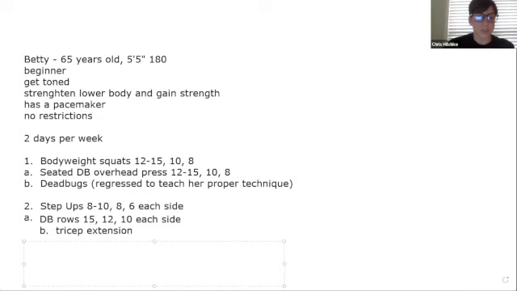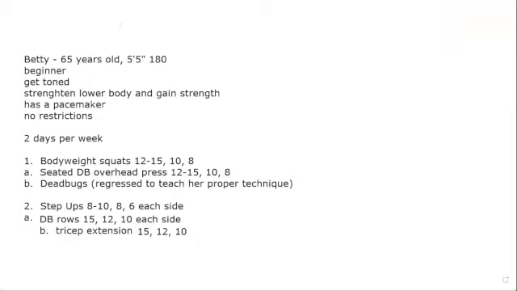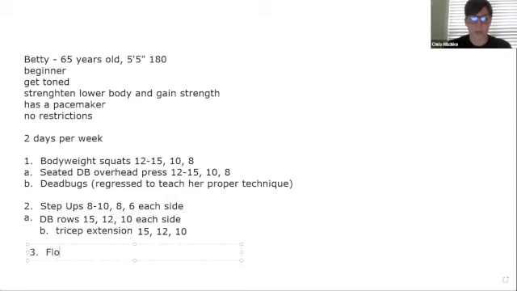All right. So give me this third exercise. For the rep ranges, I do 15, 12, 10. For the third, we could do either an RDL or just some type of hip hinge. A floor bridge, like a bridge, yeah. I would start with a floor bridge.